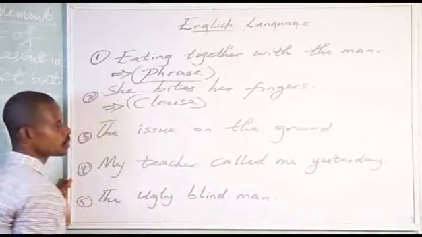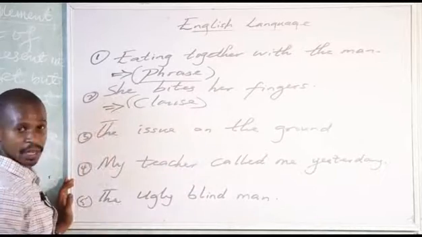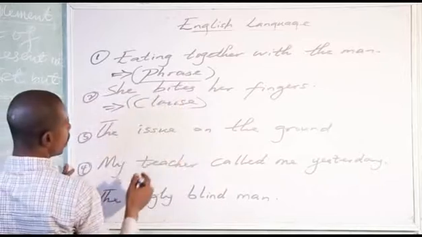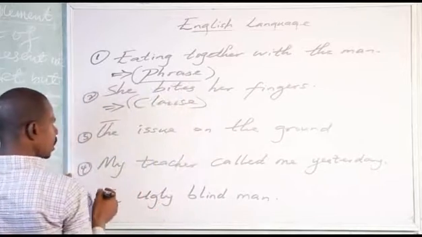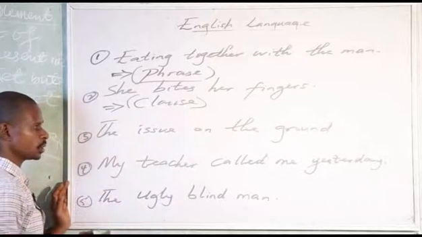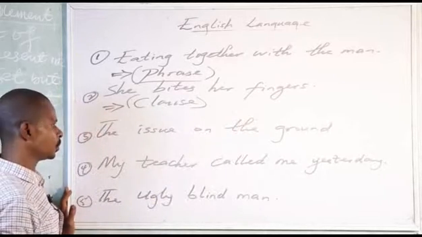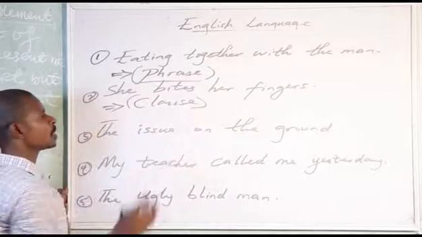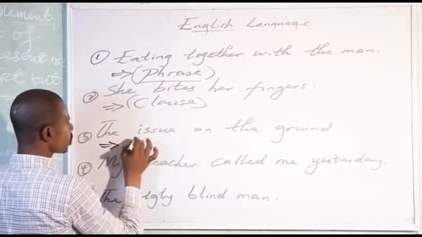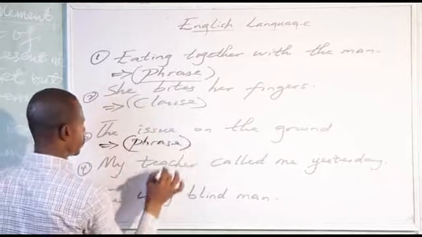Because this expression, you can get the meaning. She bites her finger. Okay? We have a finite verb there. Then we have another one, the issue on the ground. If you look at the expression, we don't have any verb there. And this particular expression is not a complete statement. So this is a phrase.